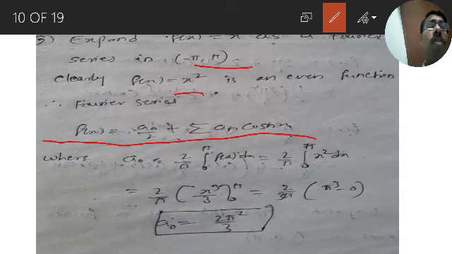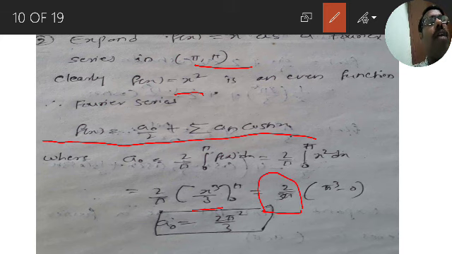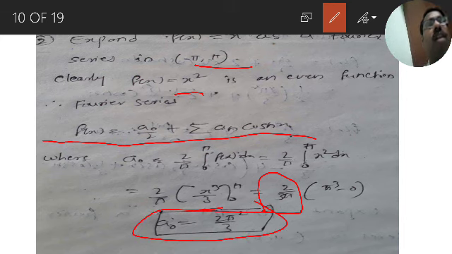The integration of x power n is x power n plus 1 by n plus 1. Therefore, the integration of x square is x power 3 by 3. With 2 by 3 as a constant outside, upper limit minus lower limit, that is pi cube minus 0 cube. 0 cube is 0, and a pi cancels, so a naught is equal to 2 pi square by 3. So this is what we got. Now we are able to find a naught. Now let us go to the a n value also.